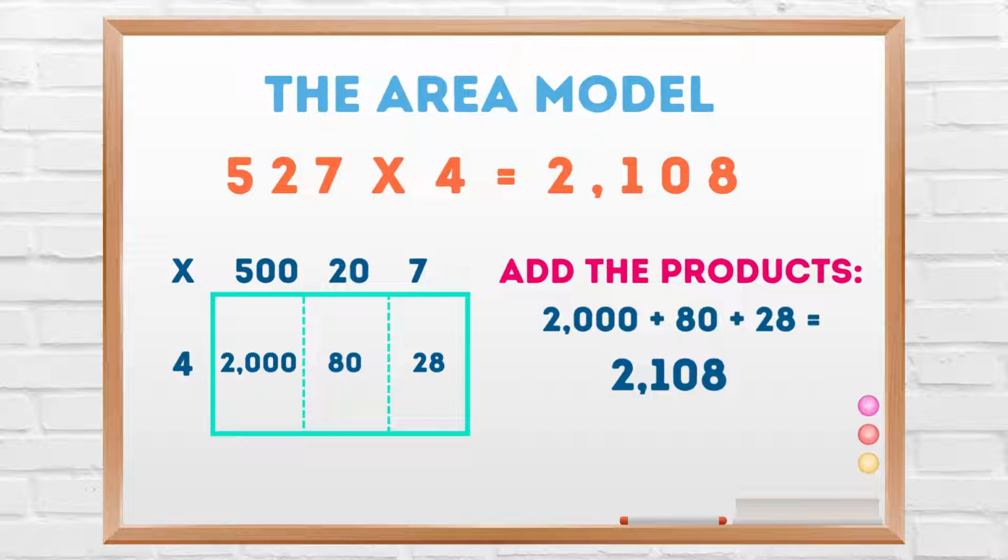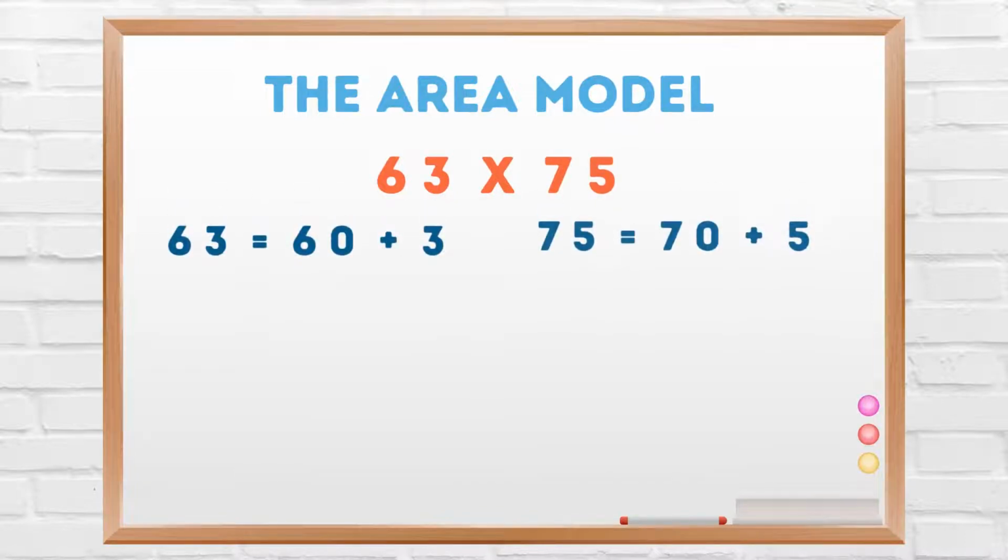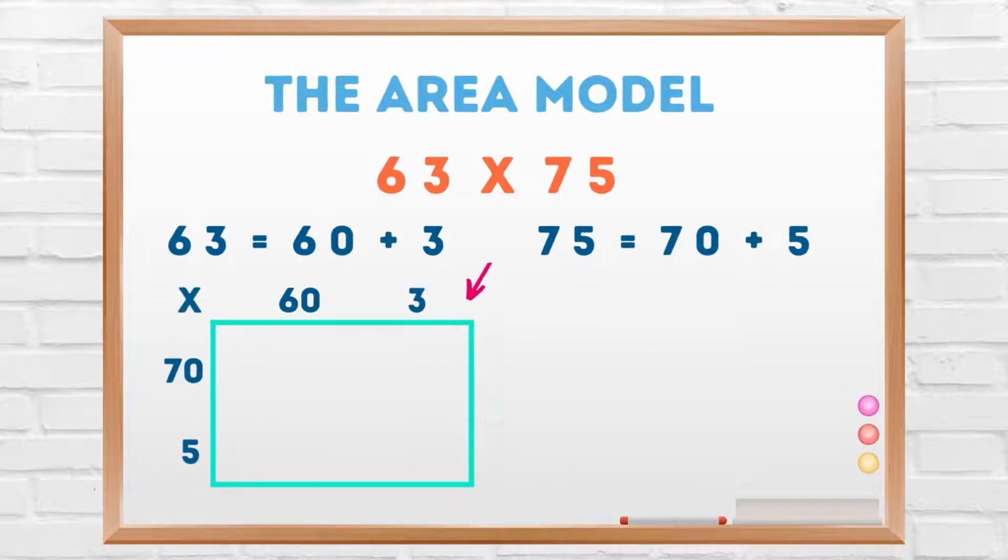Now let's try to multiply two two-digit numbers using the area model. Let's use 63 times 75 as an example. First, we write each two-digit number in expanded form. 63 is the same as 60 plus 3. 75 is the same as 70 plus 5. Then we draw our rectangular diagram that is split into smaller parts according to the ones and tens place value.